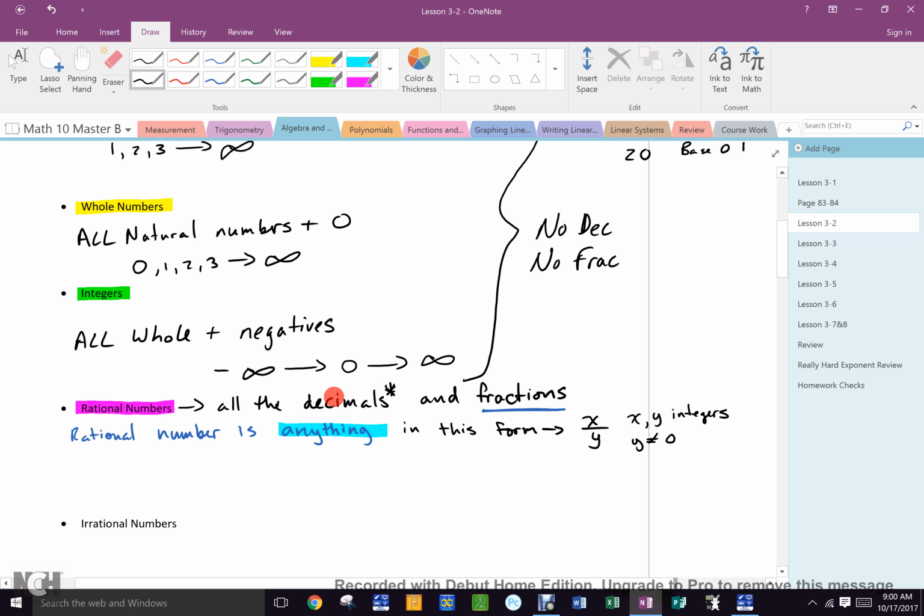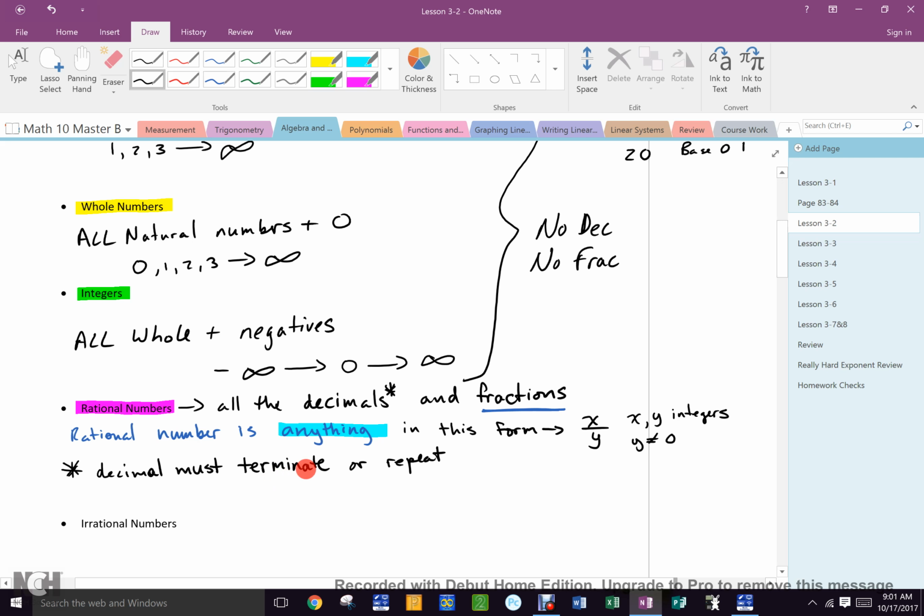So the reason decimals has a star is because the decimal must terminate. What does terminate mean? End, not destroy. Not, I'll be back. Not that kind of termination. Must terminate or repeat.